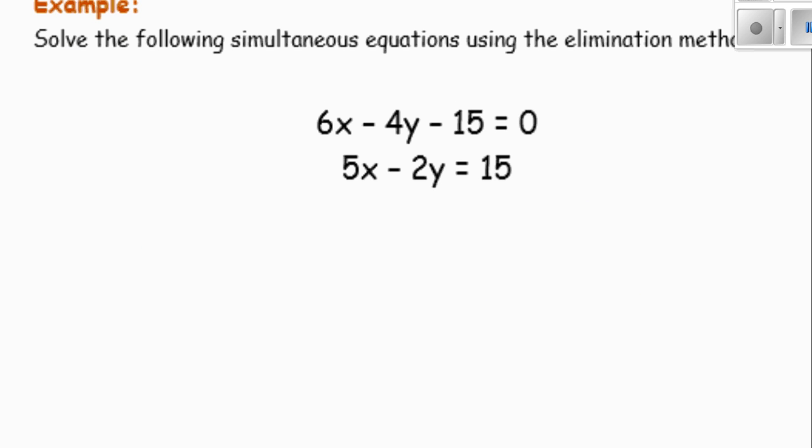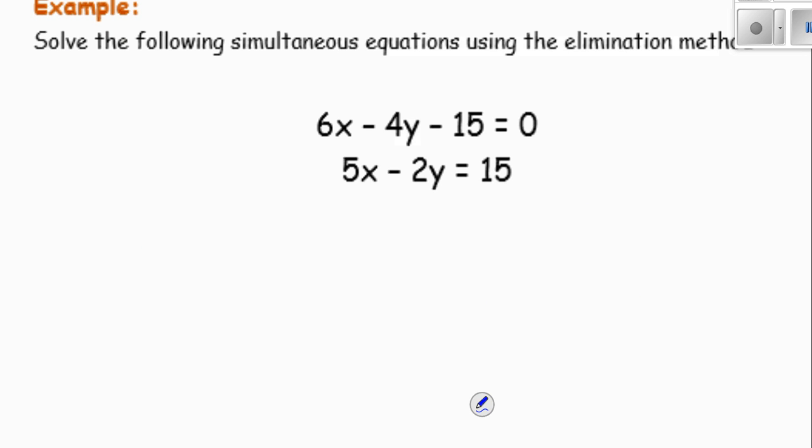So solve the following simultaneous equations, again using the elimination method. So what's interesting is we've got our two equations not quite in the same form. We've got 6x minus 4y equals 0, 5x minus 2y equals 15.